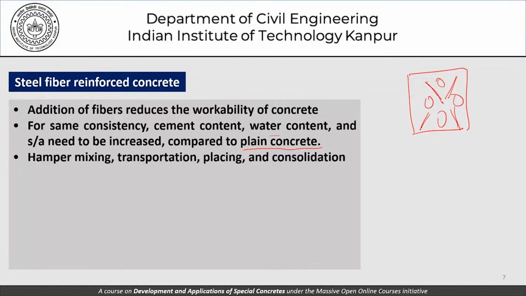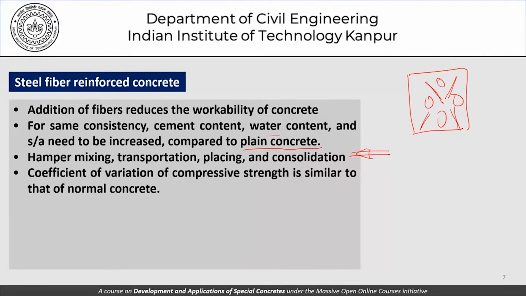The presence of fibers in the concrete matrix would hamper mixing, transportation, placing, and consolidation. All these operations will require more special attention, more closer attention than they required in the case of plain concrete. The coefficient of variation of compressive strength, of course, is similar to that of normal concrete. What we must remember is that by adding fibers to this matrix, we really do not do anything to the cement hydrates.